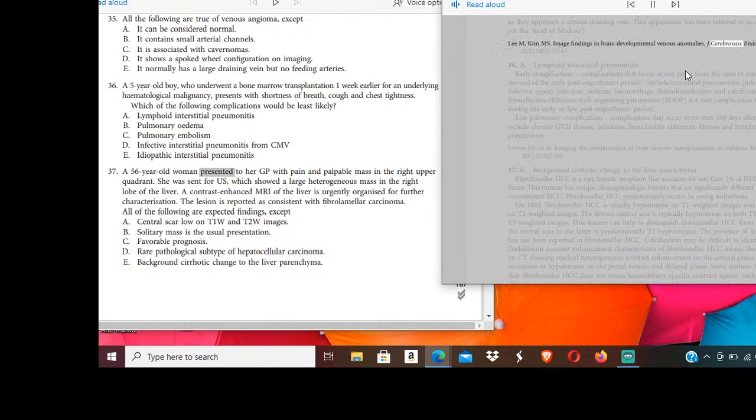J Cerebrovasc Endovasc Neurosurg. 2012, 14, 137-43. 36. A. Lymphoid interstitial pneumonitis. Early complications that occur at any point from the time of transplantation to the end of the early post-engraftment period include interstitial pneumonitis, infective and non-infective types, infection, edema, hemorrhage, thromboembolism, and calcification.